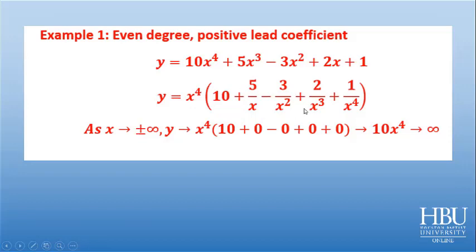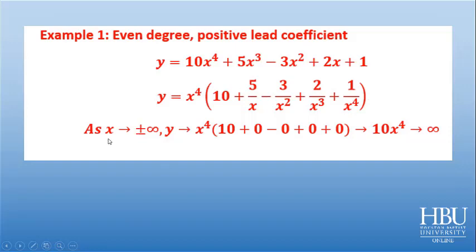Again, x to the 4th divided by x cubed is x times this 2. And then finally, x to the 4th times 1 over x to the 4th is just 1. So you can see that this second line is algebraically equivalent to the line above it. Why did I write it like this?